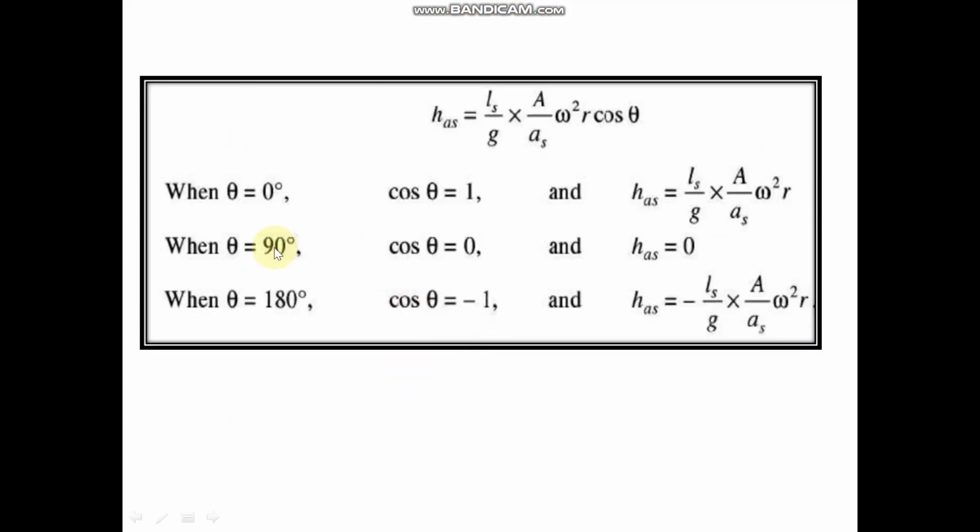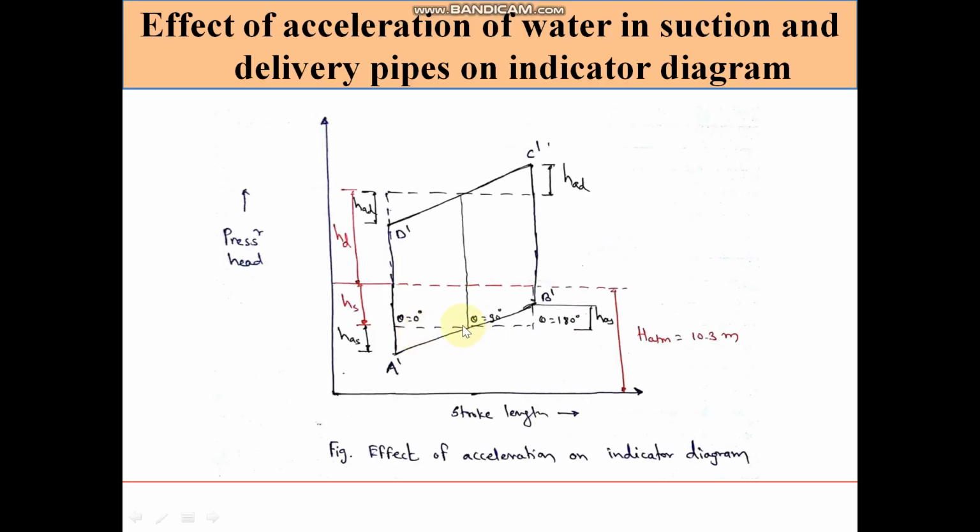Now at the middle of the stroke, theta is 90, so cos theta is 0 and acceleration head is 0. So there is no acceleration head at the middle of the stroke. Therefore the actual suction stroke line is going to intersect the ideal suction stroke. So here is the point of intersection. Now we'll see what is going to happen at the end of the suction stroke.